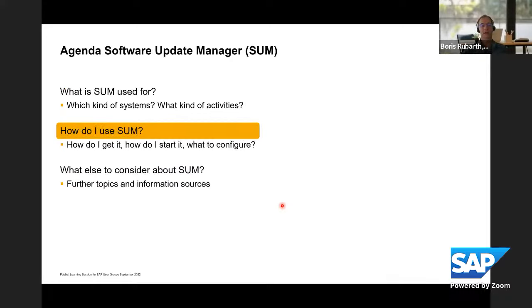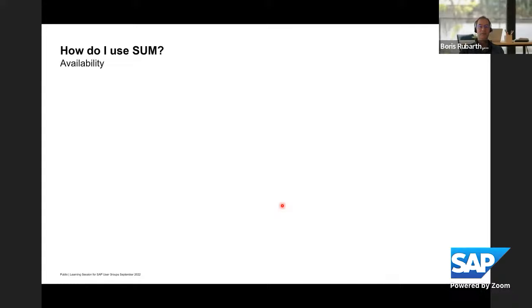Now let's come to the question, how do you use the Software Update Manager? How do you get the tool? How do you start it? What will be to configure? So that is this section here, the availability of the tool. The tool is available in the service marketplace, in the download area.